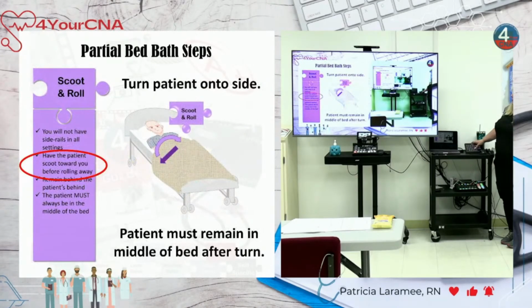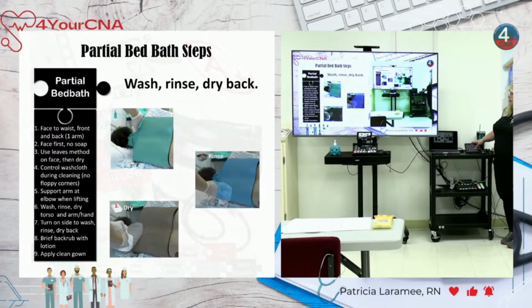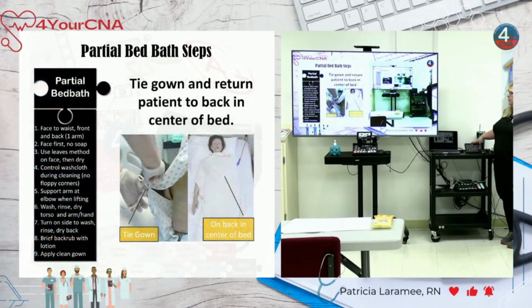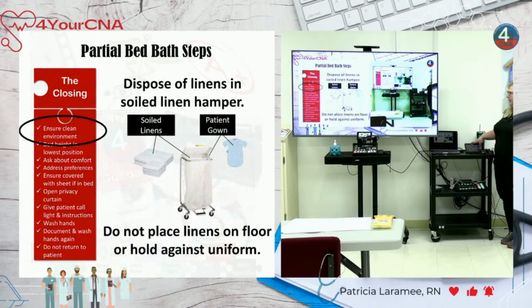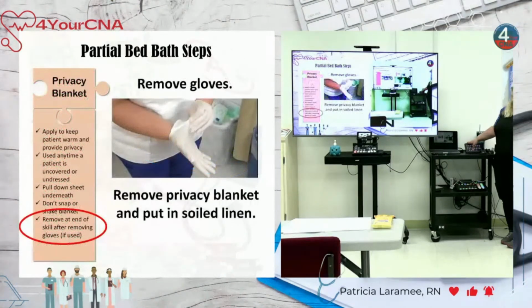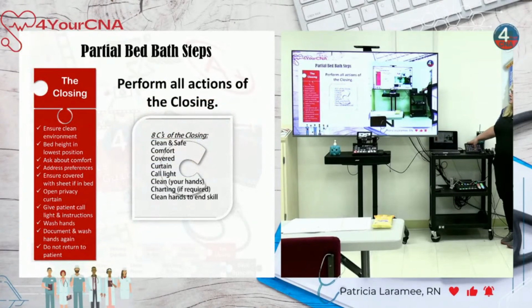All right, we'll turn our patient onto their side, wash, rinse, dry the back, give a brief back rub with lotion, wipe off the lotion after we apply it, tie their gown, return them back to the center of the bed, and then do our closing. Okay. Any questions on that?